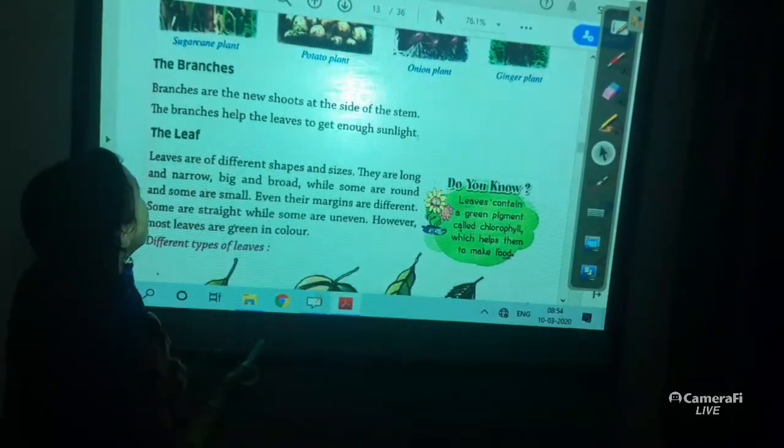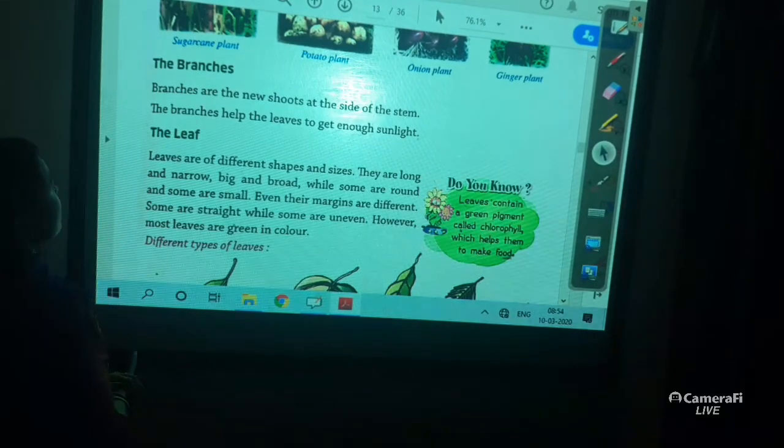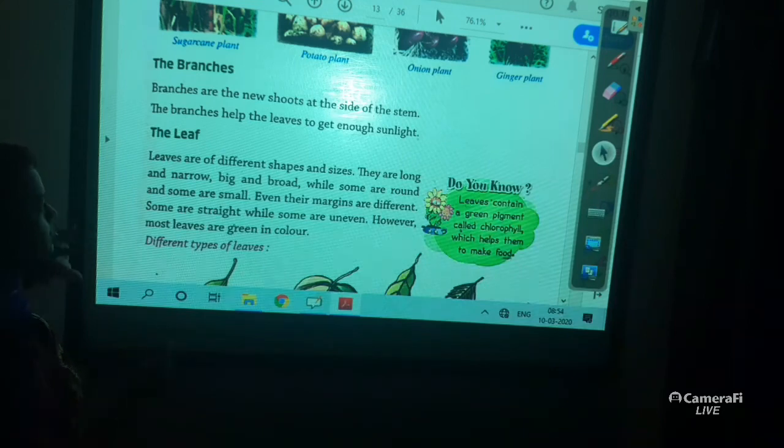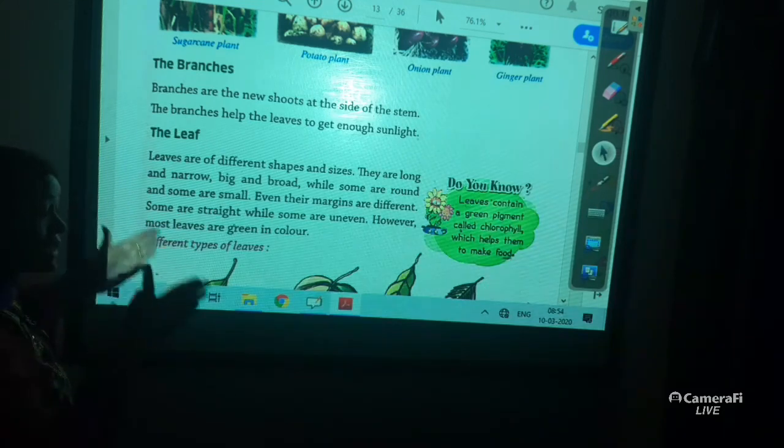Now the branches, the third part of a shoot system. The branches are the new shoots at the side of the stem. Stem तो तुम लोग देखे हो, लेकिन stem से बहुत छोटे छोटे पत्ता और छोटे छोटे branches निकलते हैं, उसको बोलते हैं branches. Branches are the new shoots, जो छोटे छोटे stem निकलते हैं, मतलब जो main stem होता है.